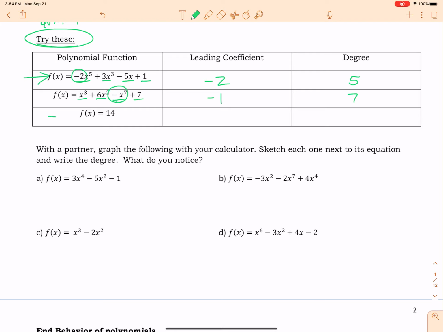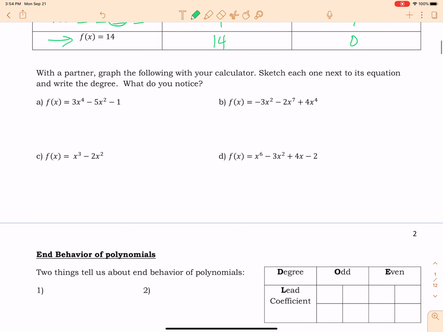And then, of course, this next function, f of x equals 14. Well, clearly the leading coefficient is 14 because that's all there is, and the degree is 0. So again, we may do this one in class together with a partner. Graph the following with your calculator, sketch each one next to its equation, and write the degree. What do you notice? I'm just going to give you kind of an insight here. The degree of this one obviously would be 4. The degree of this one is going to be 7. The degree of this one is 3, and the degree of this one is 6.